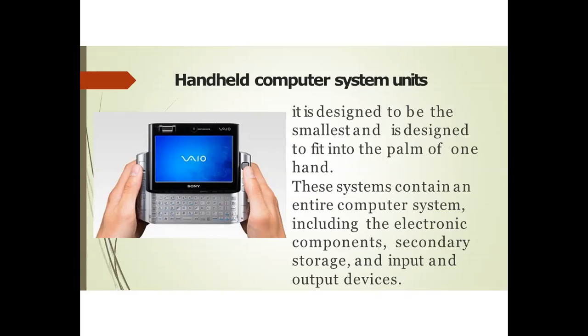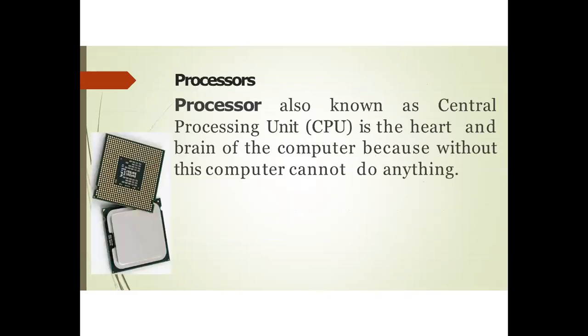So again, what are the six basic types of system units? The first one is the desktop, the media center, the notebook, or what we call the laptop, the netbook, the tablet PC, and the handheld computer system units. So those are the 6 types of system units.